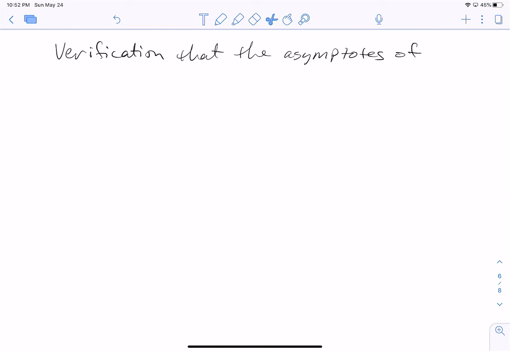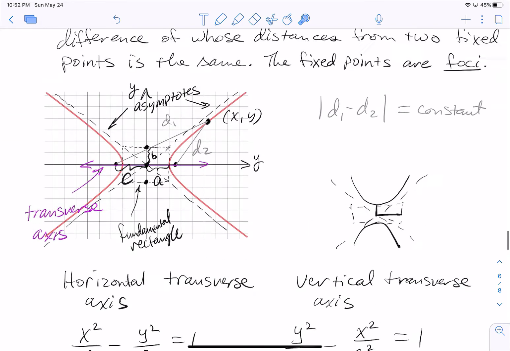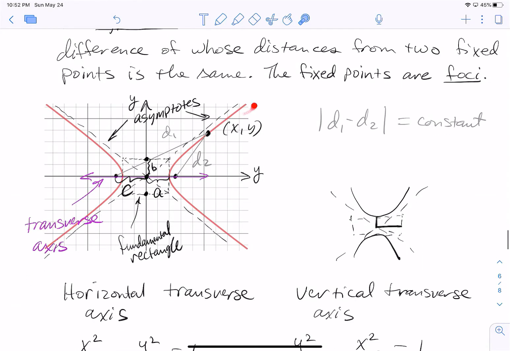We're going to verify that the asymptotes of the hyperbola given by x squared over a squared minus y squared over b squared equals 1 are y equals plus or minus b over a x. We're going to do this by considering that as x approaches infinity, the distance between the hyperbola and the asymptote should become 0.